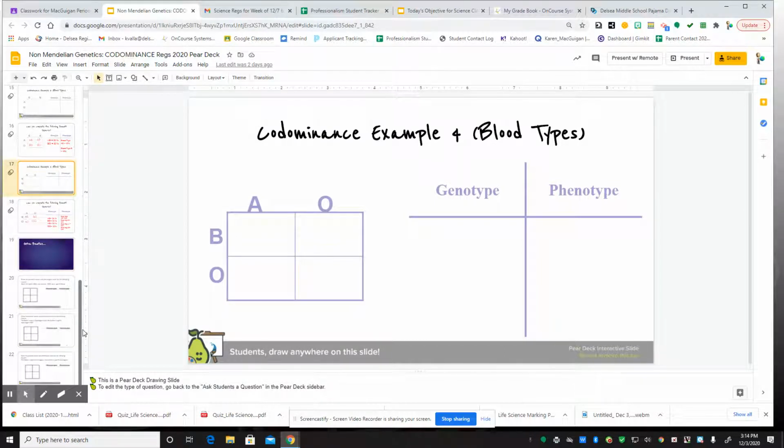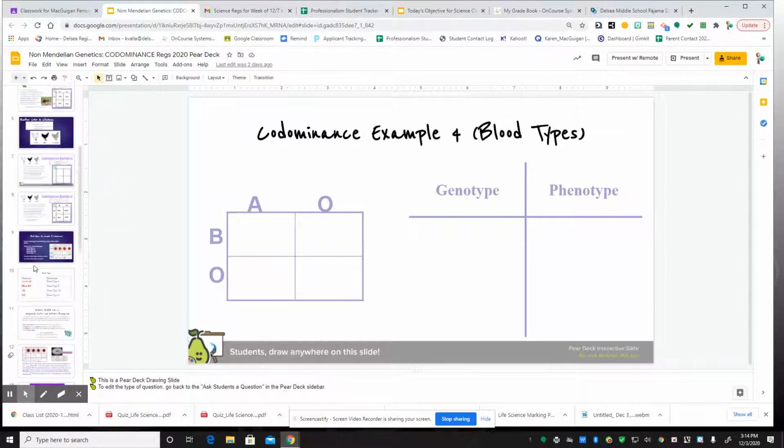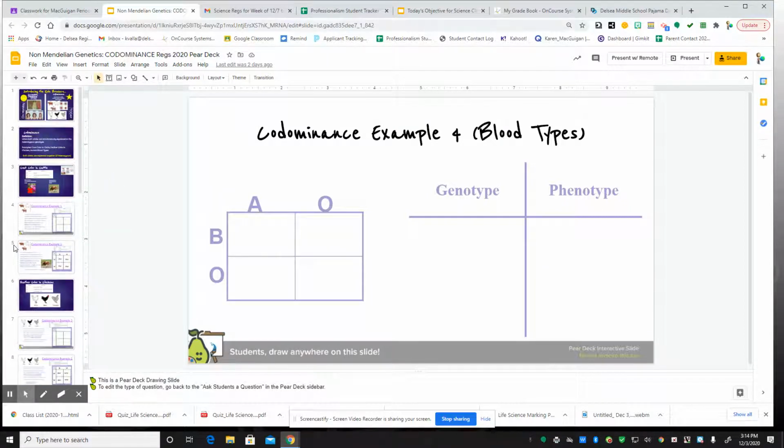Again, if you were absent or you needed a recap as to what we did in class today, we covered the concept of codominance, when both of the alleles are dominant and show up in the offspring population. And you use a Punnett square to predict that.